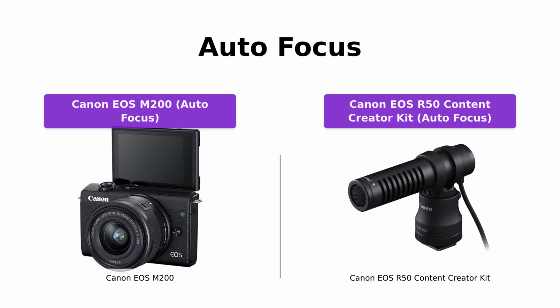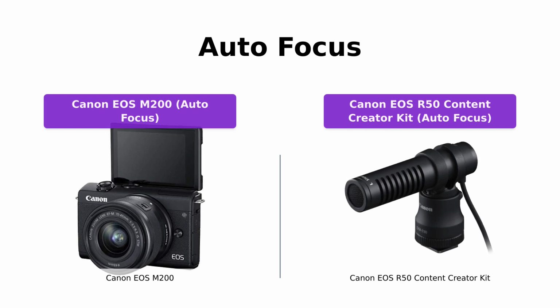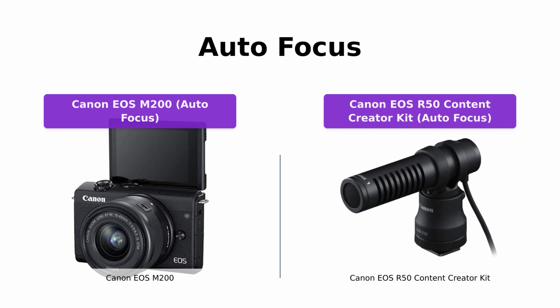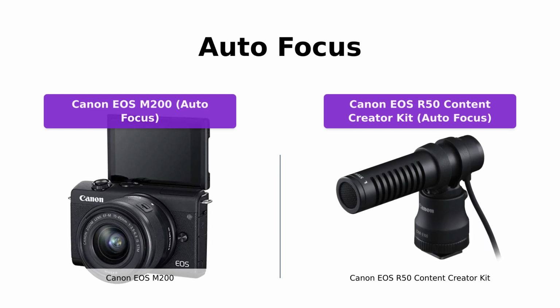When it comes to autofocus capabilities, both cameras excel. The Canon EOS M200 features fast and accurate dual-pixel CMOS AF with eye detection AF. On the other hand, the Canon EOS R50 Content Creator Kit takes it a step further with dual-pixel CMOS AF that covers up to 100% by 100% area and incorporates deep learning technology for auto-subject detection and tracking.